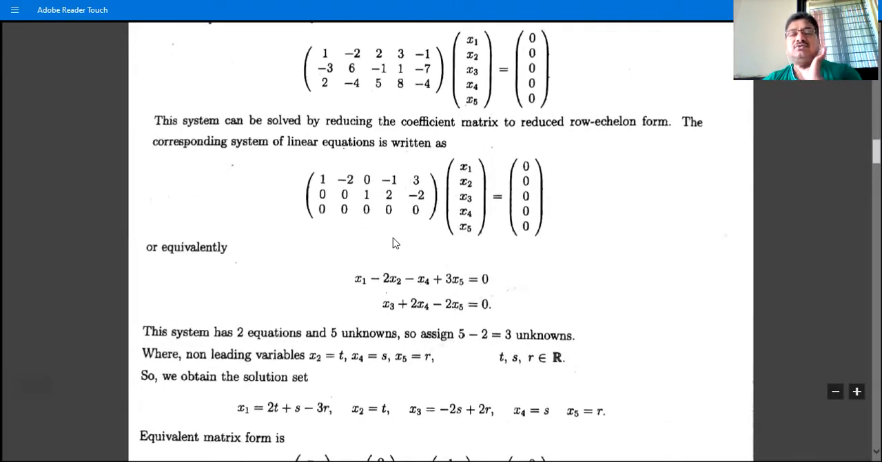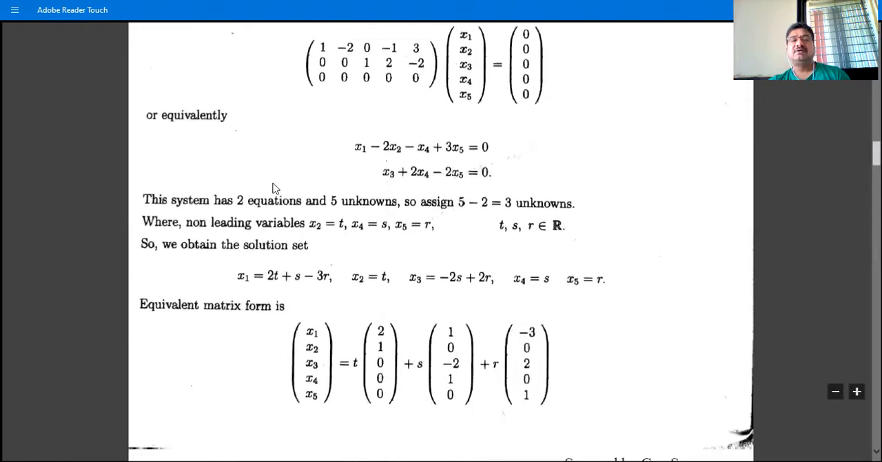So in order to solve the system, rewrite the equations. The first equation is x1 minus 2x2 minus x4 plus 3x5 is equal to 0. The second equation is x3 plus 2x4 minus 2x5 is equal to 0. So the system has 2 equations and 5 unknowns. So we assign 5 minus 2, that is 3 unknowns.